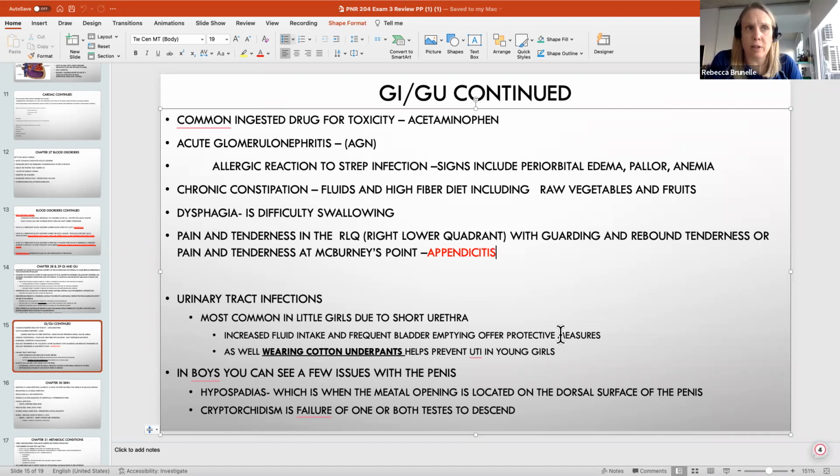We talked about urinary tract infections. Girls are more likely than boys because of the length of their urethra. There are certain things, like making sure they're peeing on a regular basis, no bladder stasis, wearing cotton underwear, wiping from front to back.